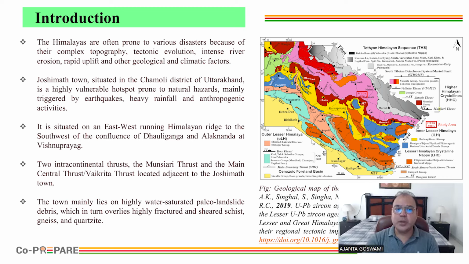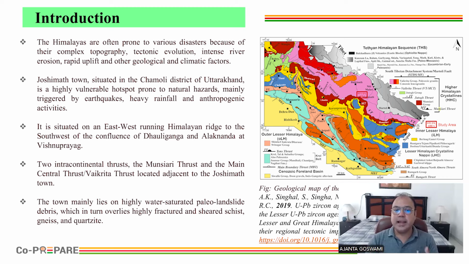If you look at its location, it is situated on an east-west running Himalayan ridge to the southwest of the confluence of Dhauliganga and Alaknanda at Vishnuprayag. And there are two intracontinental thrusts. One is the Munshiari Thrust, given here as MT, and the other is the Main Central Thrust, the Vaikrita Thrust, given as VT, located adjacent to Joshimath town.